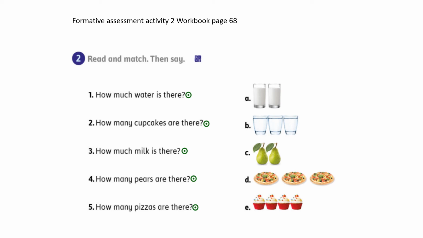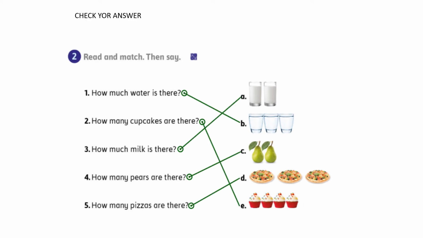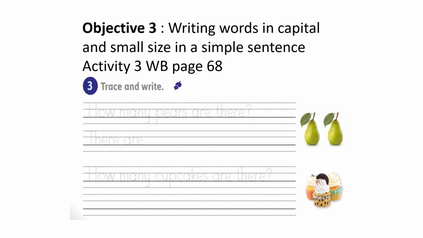Have your time. Have you finished? Very good. Now let me check your answer. How much water is there? Number B. How many cupcakes are there? Number E. How much milk is there? Picture number A. 4. How many pears are there? Picture number 3, C. 5. How many pizza are there? Picture number D. Great job.